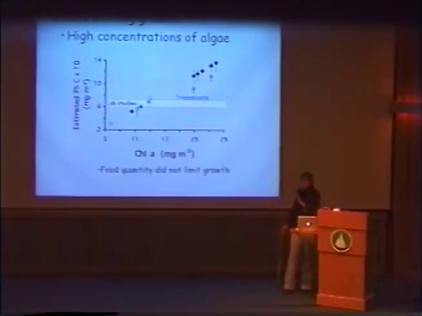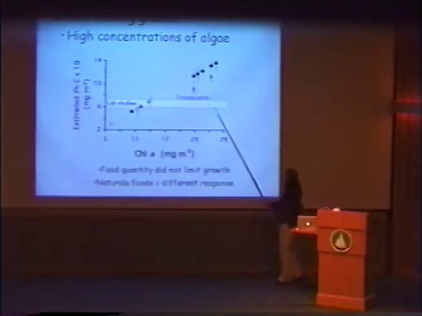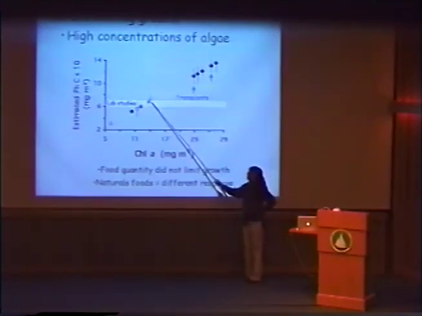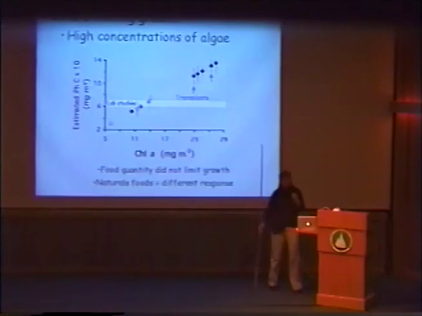But it also told us something else that's kind of interesting, and that is that perhaps the combination of foods that these animals receive in the natural environment may somehow allow them to continue to filter just as efficiently and not be affected by higher food concentrations, whereas these lab studies usually looked at monocultures of algae or artificial algal diets.